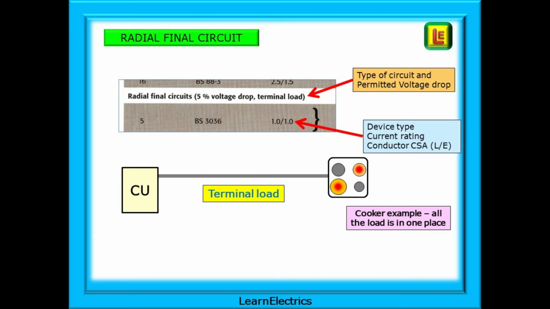Then we have a radial final circuit. Again, there is a short introduction in the table. A radial final circuit can have a 5% voltage drop and will be what is called a terminal load. All the load is at one end of the circuit, perhaps 5 amps to the dedicated central heating boiler circuit, or, in the picture example shown here, the cooker at 32 amps. It could be the shower or the immersion heater, and so on. All the load is in one place, and the device type, current rating and CSA are also shown.